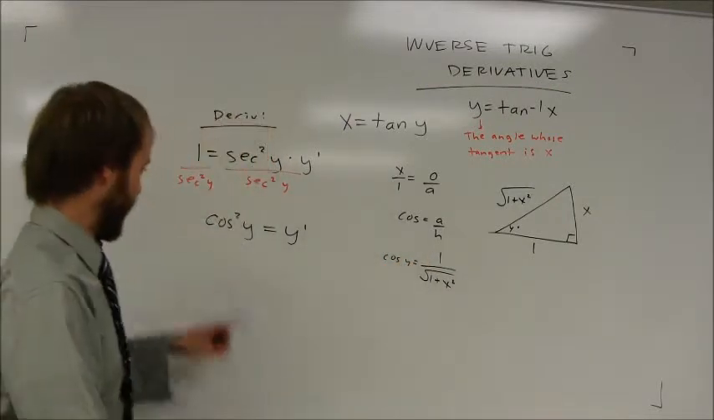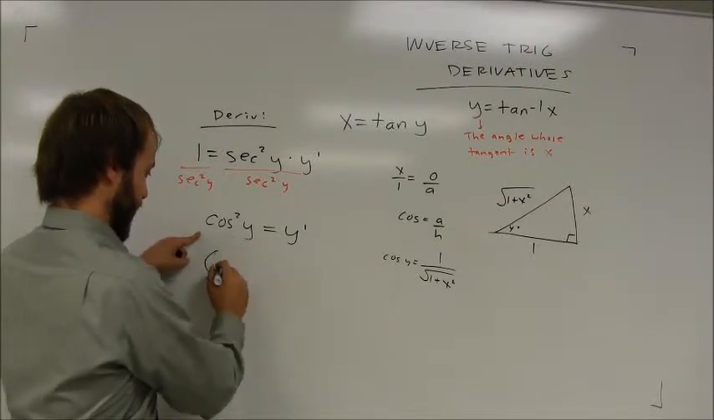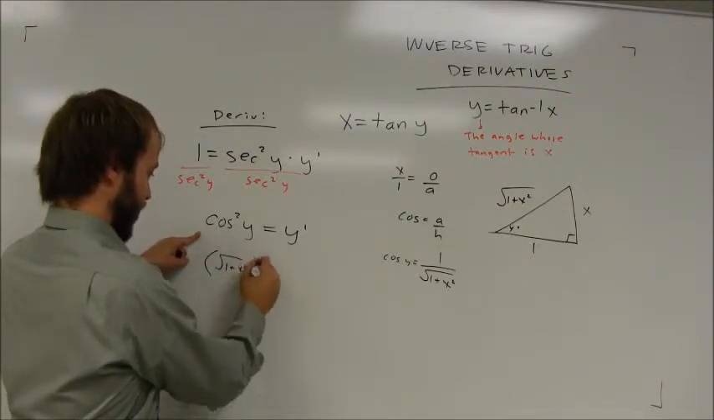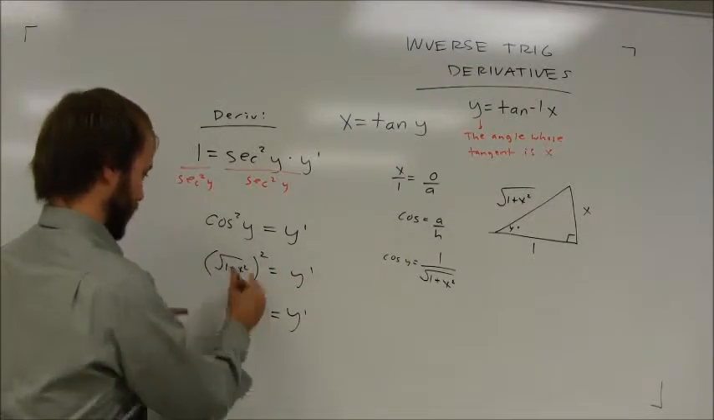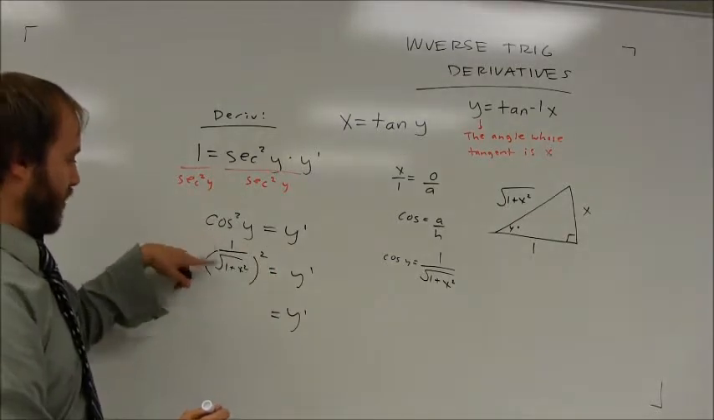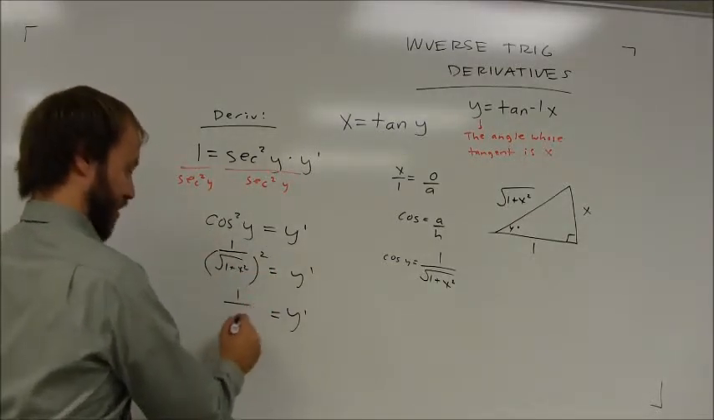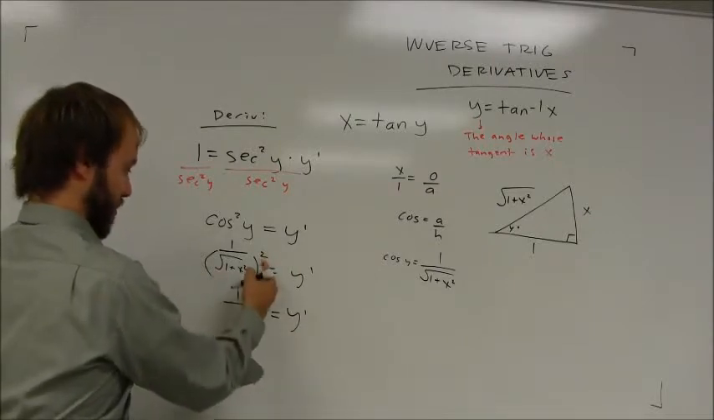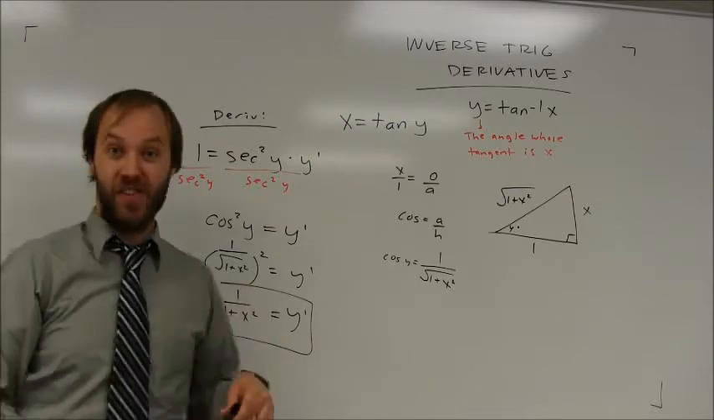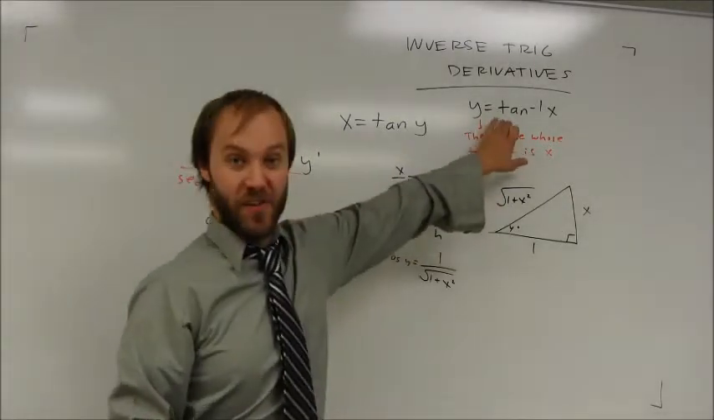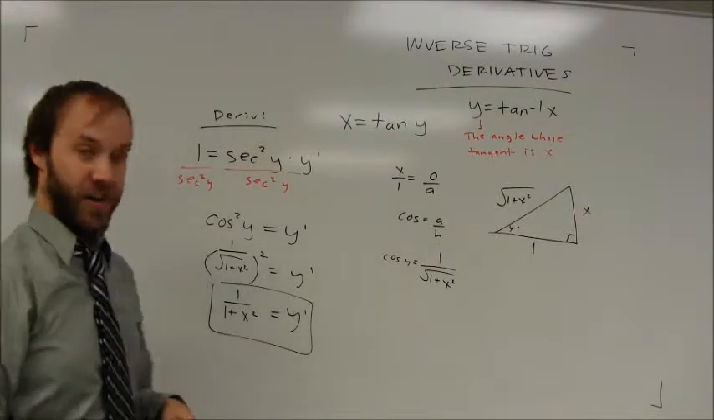Notice, however, that cosine of y is being squared. So I'm going to substitute in for cosine. It'll be 1 over radical 1 plus x squared, squared, equals y prime. And when I square that, 1 squared is 1. The radical will disappear here, and I'm going to have that the derivative, actually the easiest one to remember, the derivative of the inverse tangent function is equal to 1 over 1 plus x squared.